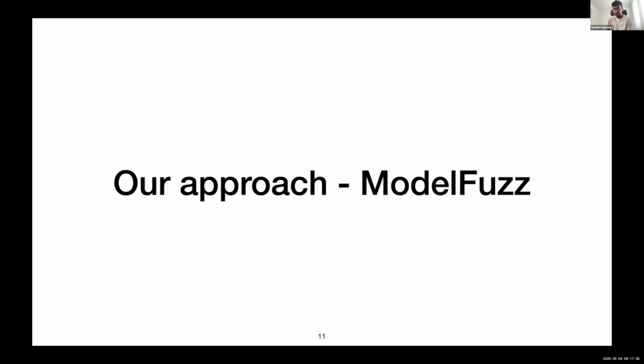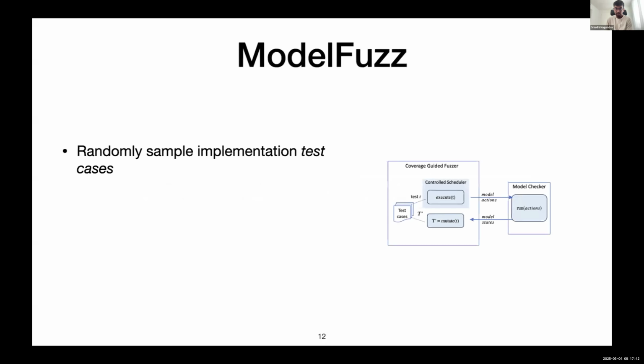And that brings us to our approach, which is ModelFuzz. What do we do with ModelFuzz? We randomly sample the implementation, not the model, but the implementation, using some test cases. And then we execute these test cases on the implementation, get what the execution led to, and then run it on the model. So you simulate the model in parallel and use the coverage of the model to generate more test cases.